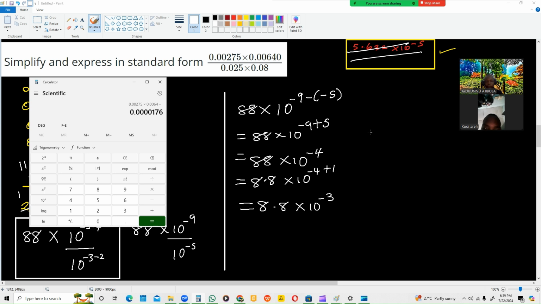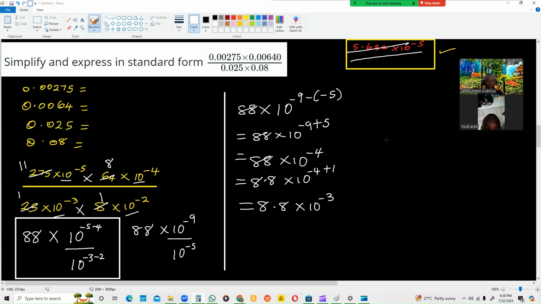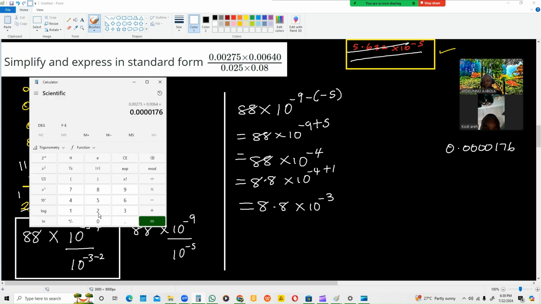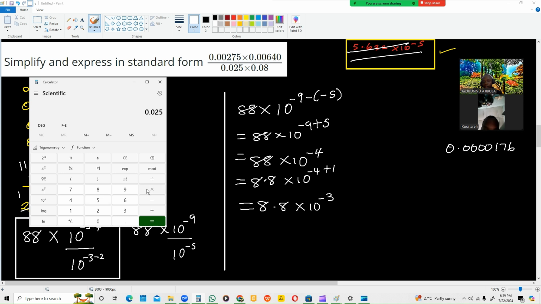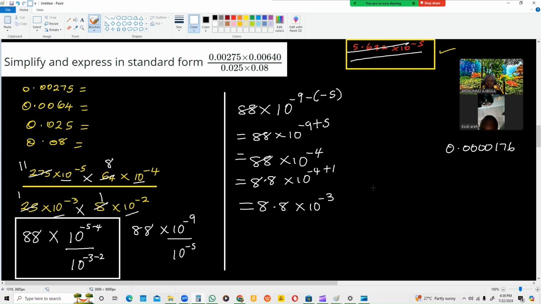Is that clear? Okay. So I have 0.1234176. Then the one at the bottom, I want to multiply that one too. So that is 0.025 times 0.08. Then this gives me 0.002. Yes, 0.002.